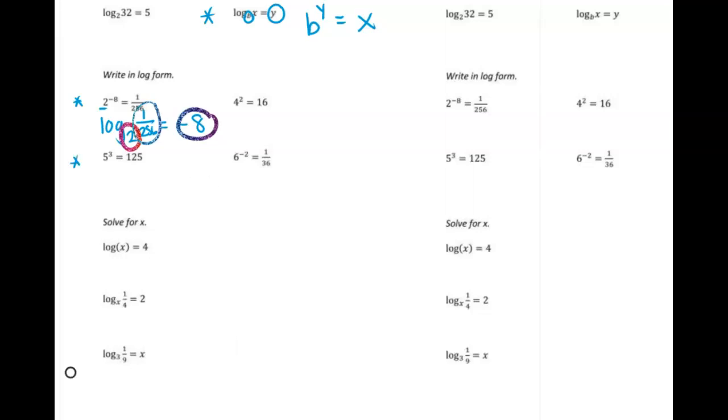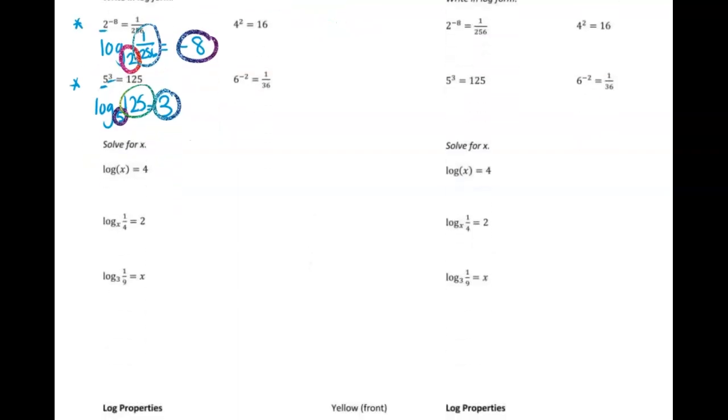Let's do this one. So log, 5 is our base, our 3 goes over here, so 125. And then I'll look at it and think, is this true? Yep, 5 cubed, 125, just like we wanted.